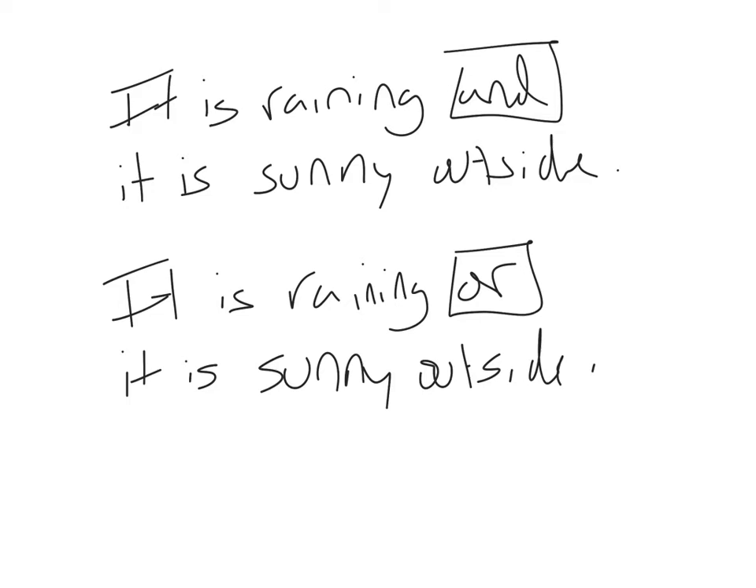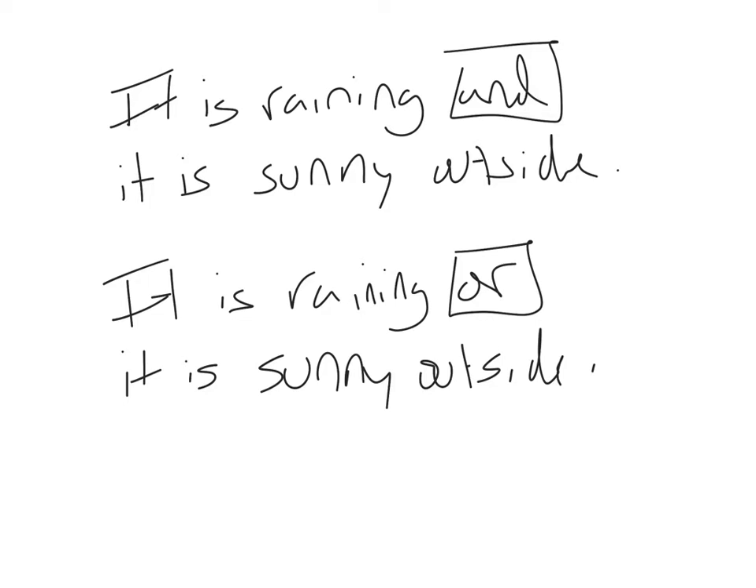If it was just raining and it was cloudy, then this whole sentence would be a lie, right? Or vice versa, if it was just sunny and not raining, then this whole sentence would be a lie. So in order for this whole sentence to be true, we need it to be both raining and sunny. All right, then the second sentence: it is raining or it is sunny outside.